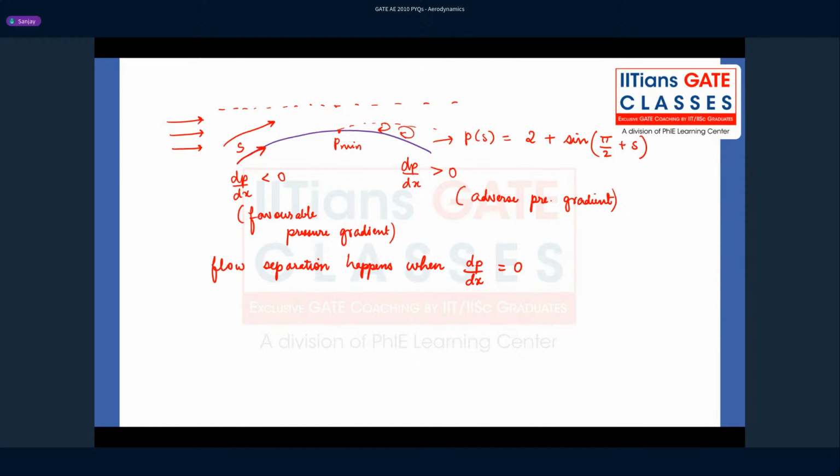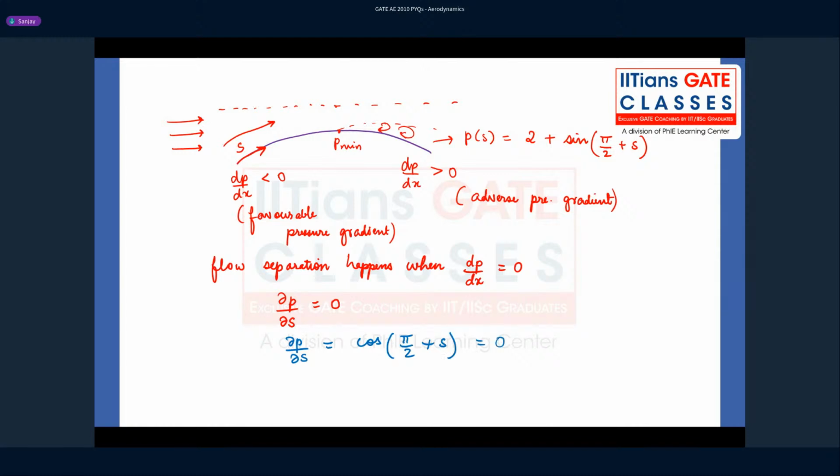But in this case, we don't have dp by dx, right? In this case, we have p of s, right? So we have to take the derivative of pressure along the curvilinear coordinate. That means you have to take dou p by dou s and equate it to 0. Very simple. So let's do that. What will you get? So you know p of s. So what is dou p by dou s, guys? Dou p by dou s is equal to cos of pi by 2 plus s, right?